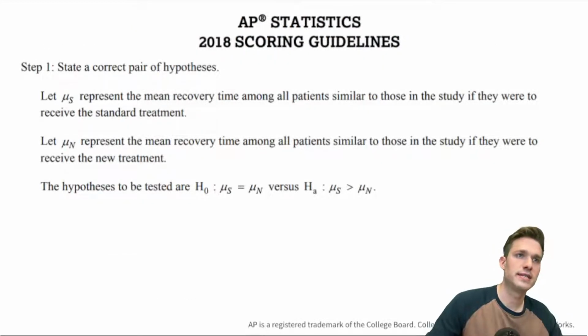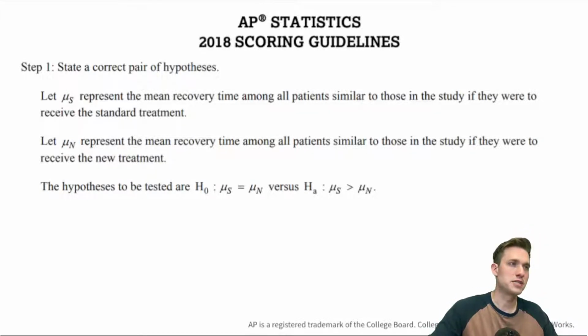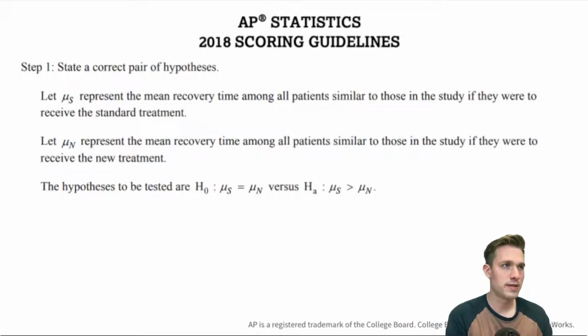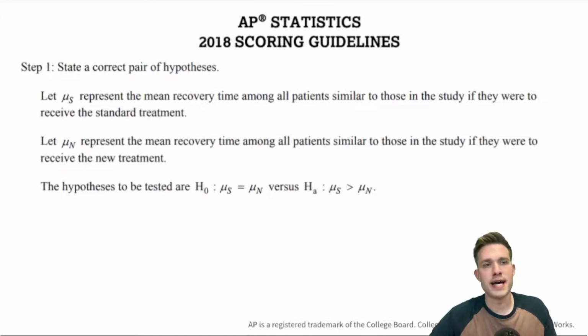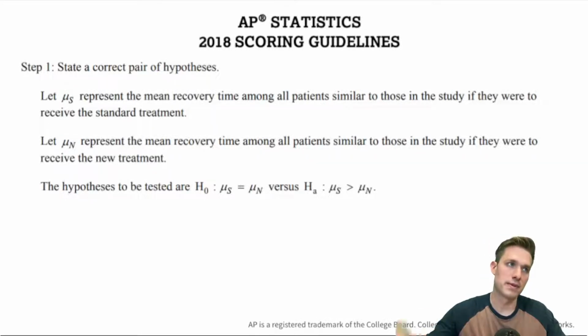Again, this is from the 2018 AP Stats exam. This was, I believe, question 4. And the first step was to state the correct pair of hypotheses. It will be very important that your students define their parameters. So our hypotheses match here. We've got that the null hypothesis is that they're the same, that they're equal, that the difference is 0. And the alternative is that mu1 minus mu2 is greater than 0. Here they're saying standard is greater than the new one. So again, that's going to be very important for your students to define those parameters.